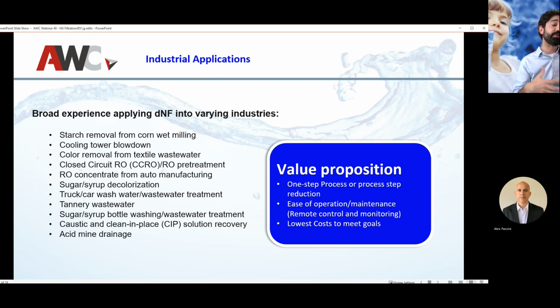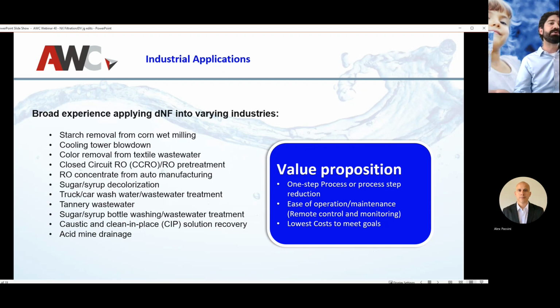Industrially speaking, and it goes to the general value proposition as well, but industrially speaking, we're going to try to reduce process steps. I mean, that's the whole goal with hollow fiber nanofiltration: you don't need the pre-treatment to take out the TSS. It's going to do the TSS in one step as it's also taking out the dissolved solids. So you're going to reduce the process steps, whether it's a one-step process or a reduction of process steps. Also, because you're reducing process steps and reducing operations, you're going to ease operation, ease maintenance. It's one system instead of several systems.